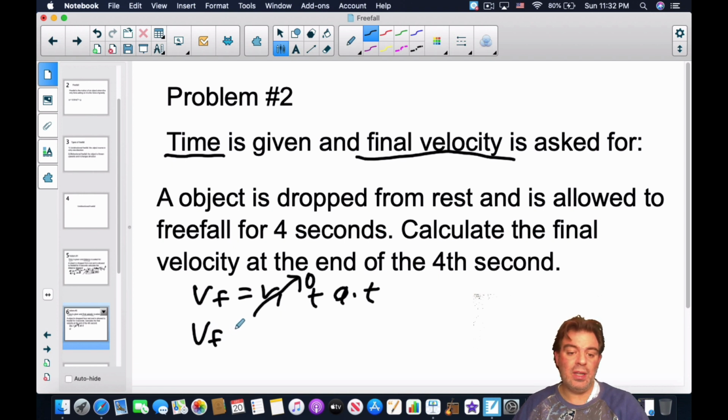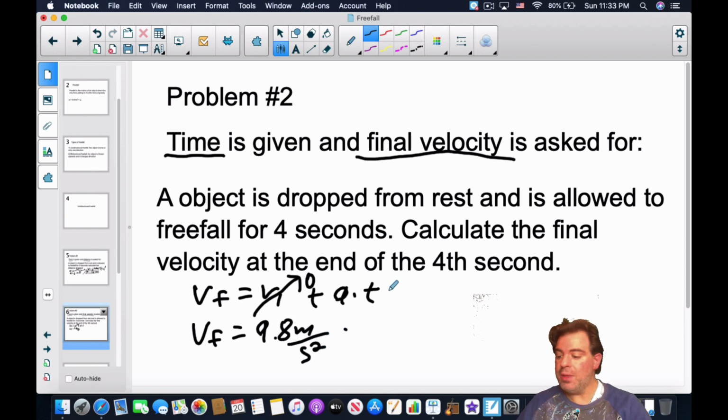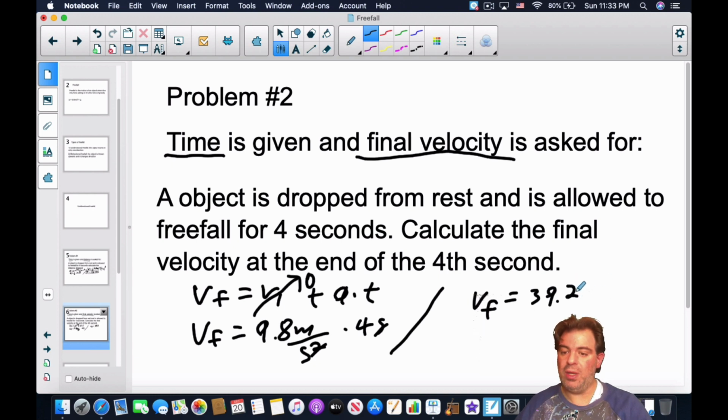So we're trying to calculate velocity final. We know what the acceleration is. The acceleration is 9.8 meters per second squared. And the time in this case is 4 seconds. So when we multiply this throughout, we clearly see that the velocity final is going to be around 40 meters per second, and more precisely it is going to be 39.2 meters per second.